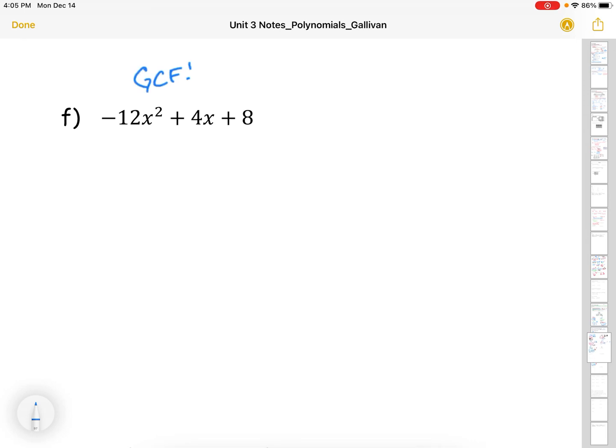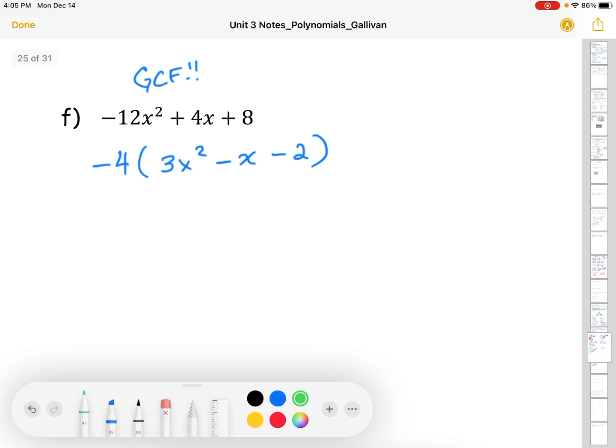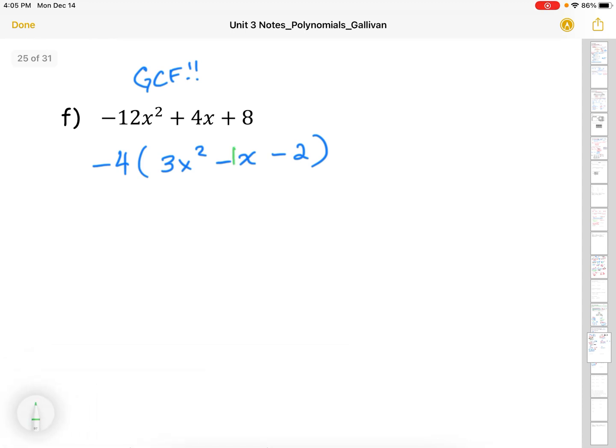Oh, I've got both a GCF and a negative number. Okay, so I'm going to get rid of both of them. I want to get rid of the negative, and I can tell that 4 goes into all of these. So I'm going to get 3x squared minus x minus 2. Okay, now remember, there is a little invisible 1 here. We just don't write it down. So we're going to multiply these two to get our product. So our product would be negative 6, and our sum would be negative 1.